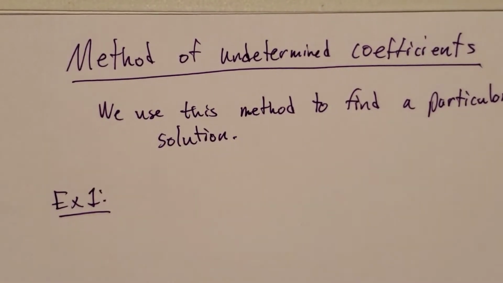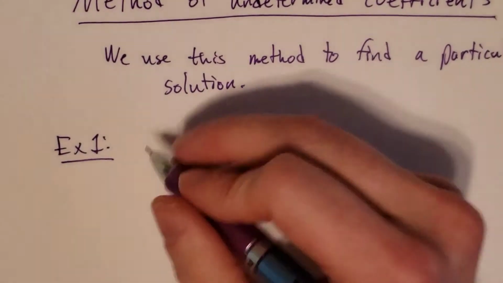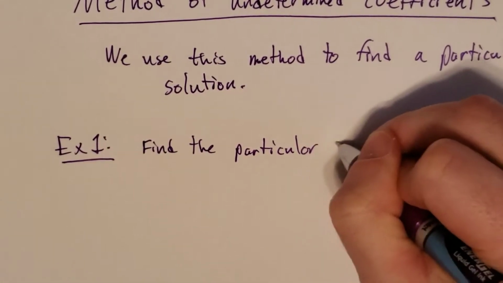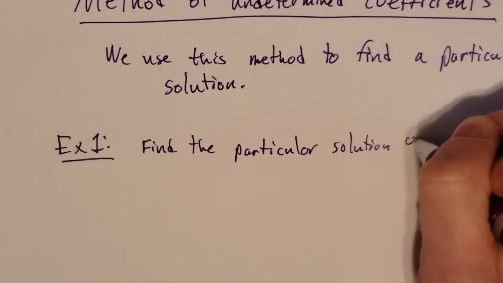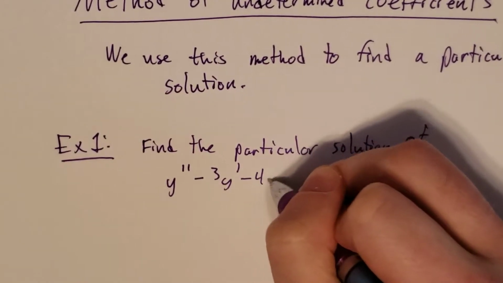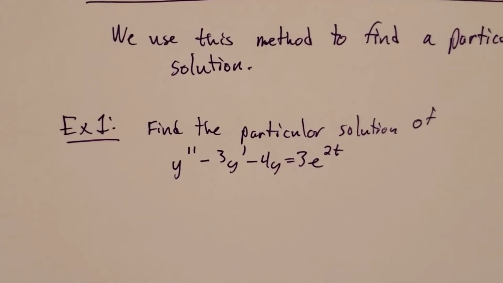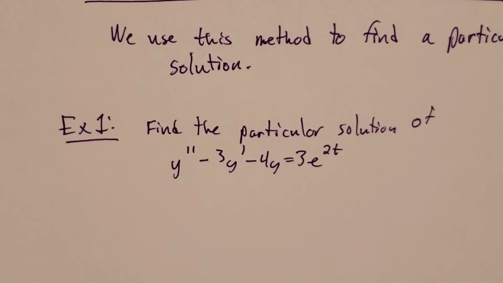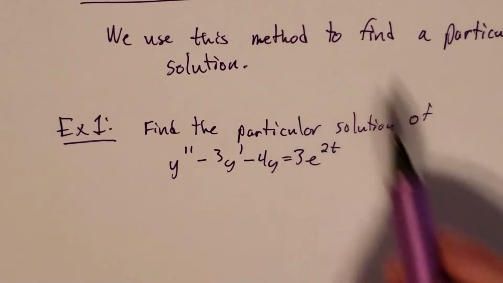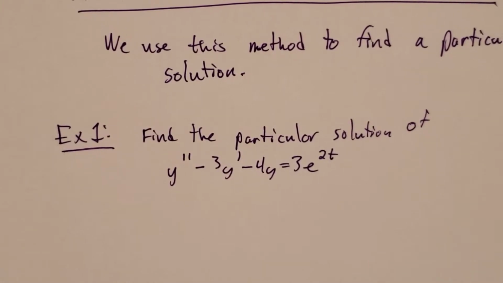In fact, we're just going to do a bunch of examples from here on to the end of the section. But again, we'll start with this example, and that is find a particular solution of y double prime minus 3y prime minus 4y equal to 3e to the 2t. Okay, so I want to try to find that. Now, the question might be, well, how do we do that, right?